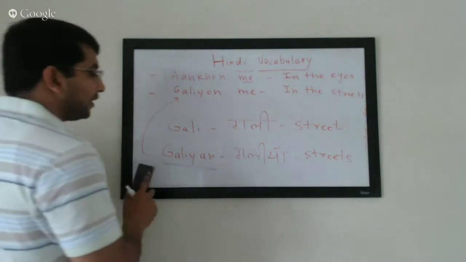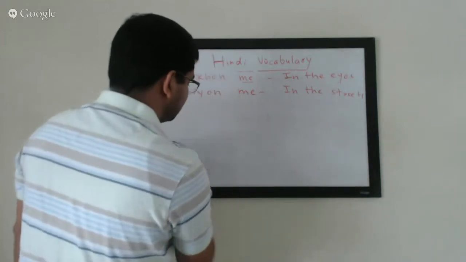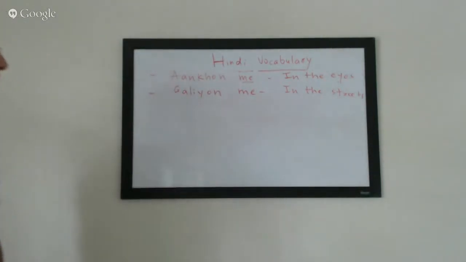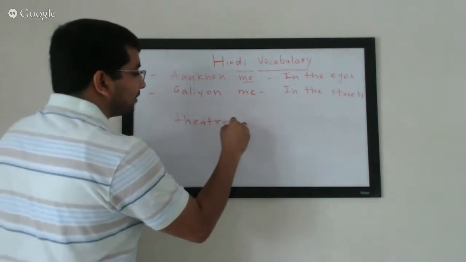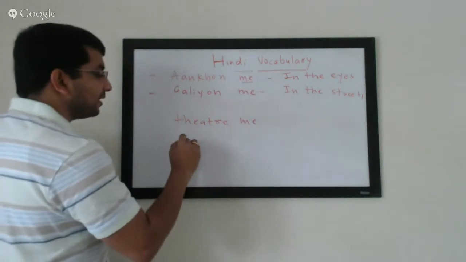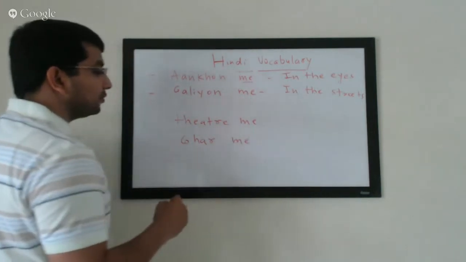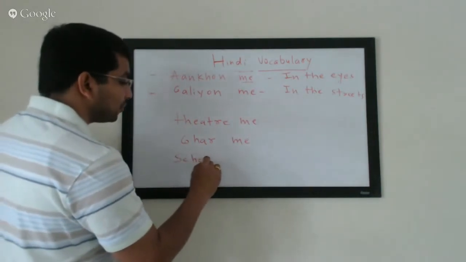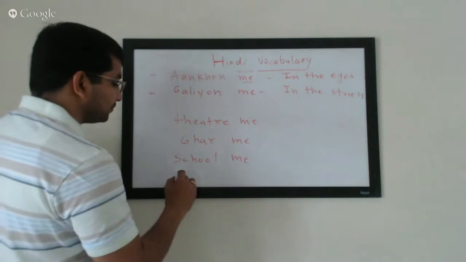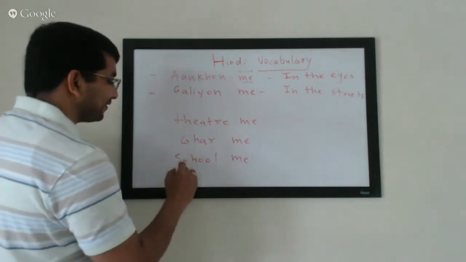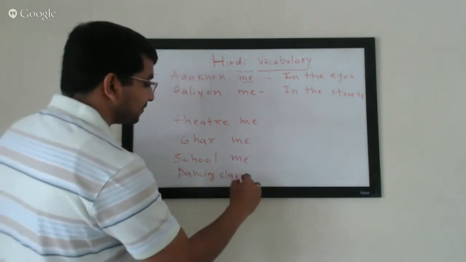So now these are like song specific things, right? Now you can use it based on your context as well. For example, if you're in a theater, you can say मैं थिएटर में हूँ, right? Or you can say मैं घर में हूँ, घर is house, right? मैं घर में हूँ. Or you can say मैं स्कूल में हूँ, right? मैं स्कूल में हूँ, and anything basically that comes to your mind here, right? मैं dancing class में हूँ, right?